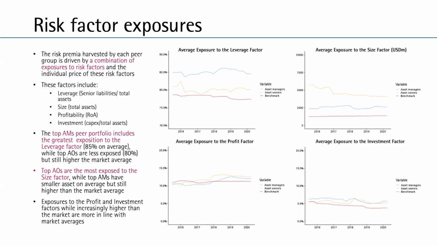Asset owners, on the other hand, have higher size exposure. So on average, the companies in their portfolio are more than $5 billion, whereas the benchmark is lesser than asset managers as well. And profitability and investment factors are more or less in line, although a bit increasing for the 2 peer group portfolios, but the exposures are still much more comparable to the benchmark.